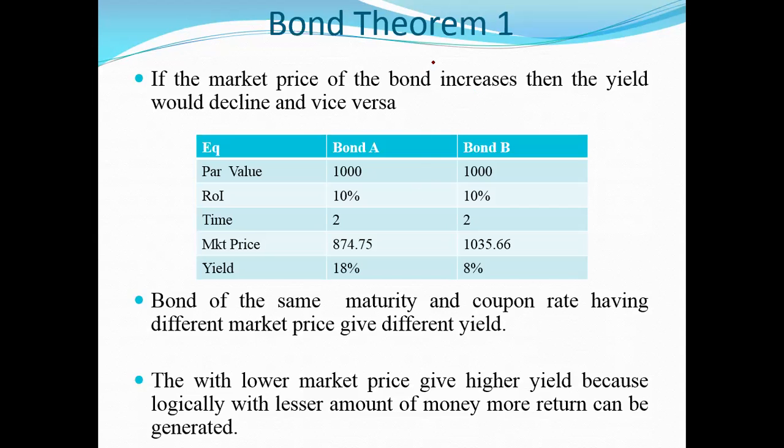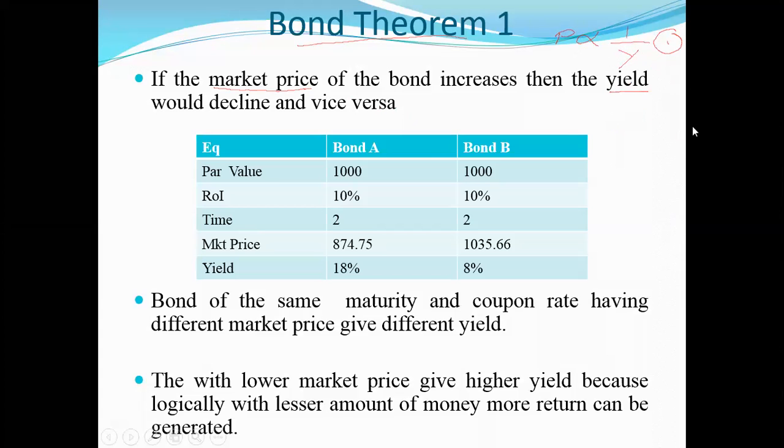So the first theorem that we are going to discuss today is theorem number 1. Theorem number 1 specifically talks about the price of the bond, that is the market price of the bond, and its relationship with yield. Okay. So it basically tells you that price is inversely proportional to yield. This is what the first bond theorem is telling you. Now we have to understand whether this concept is true or not.